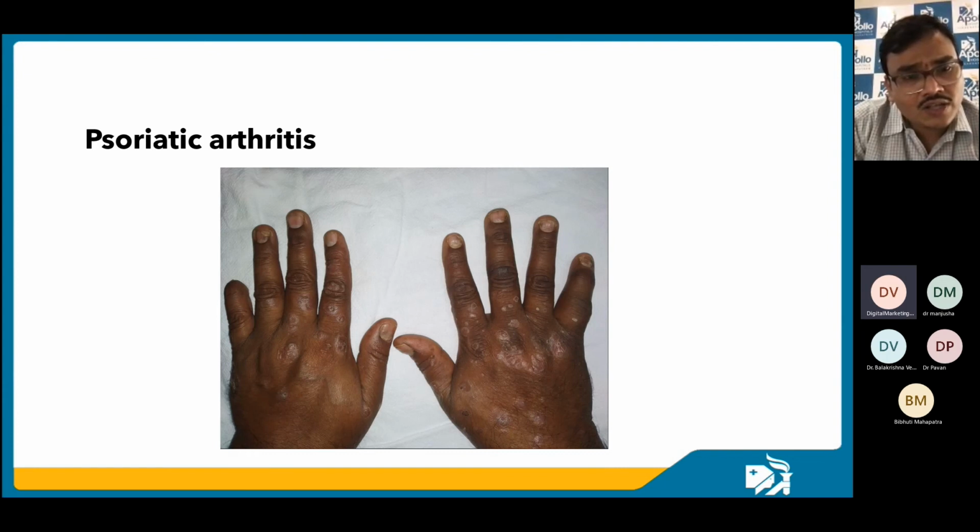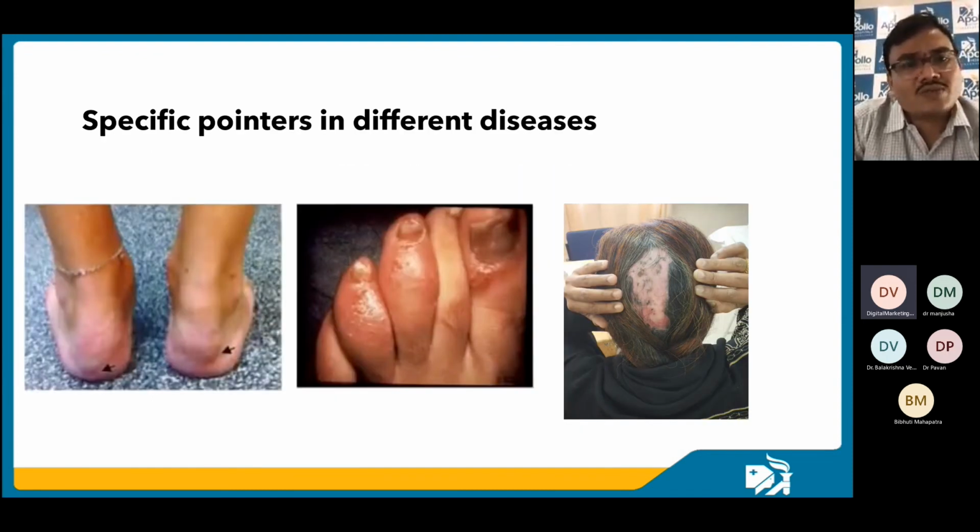On this side there is no involvement. There is minimal involvement here in this PIP joint, and the involvement is not symmetrical, it is asymmetrical, which is typical of spondyloarthritis. Psoriatic arthritis is in the spectrum of spondyloarthritis, and by seeing this single picture you can diagnose this patient as a case of psoriatic arthritis. So there are some other specific pointers in different diseases.